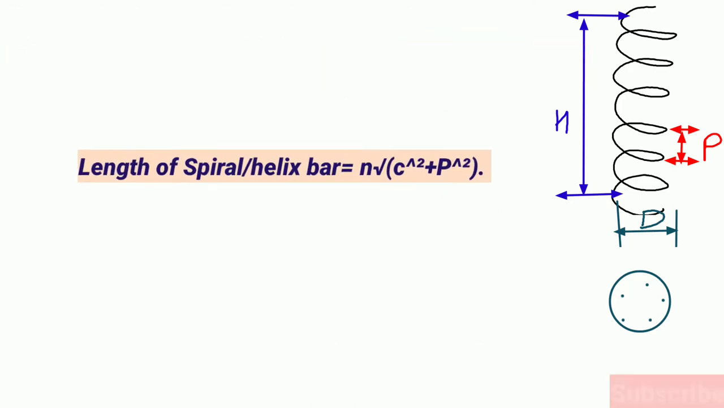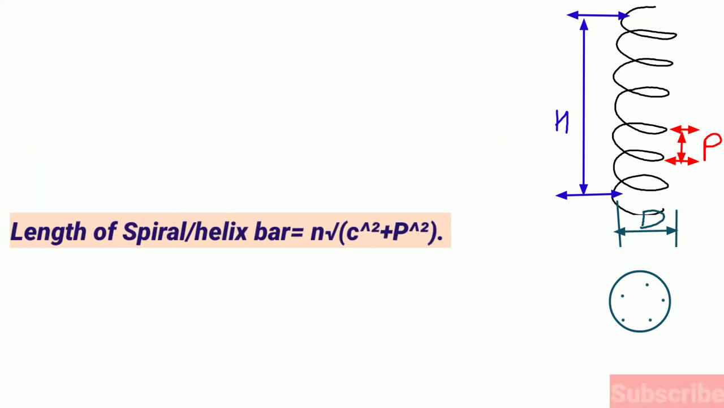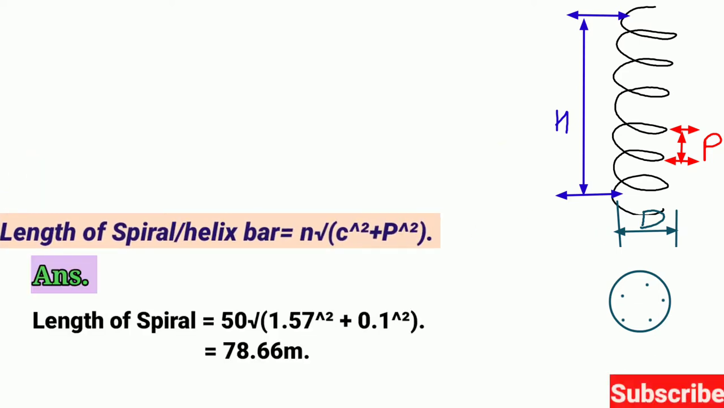Then we will put the value of c and p in the length of a spiral bar formula, that is n into under root of c square plus p square. So the final length of a spiral value is equal to 78.66 meter.